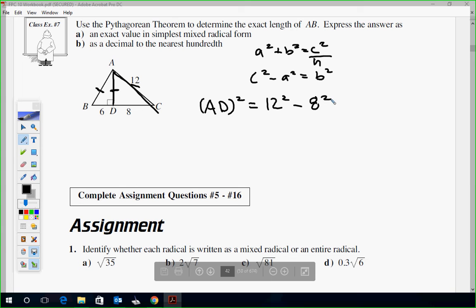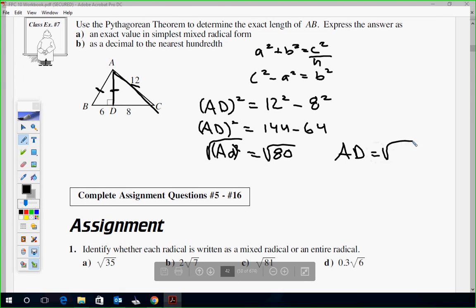So AD squared is 144 minus 64, which is 80. So AD is root 80. We'll just leave it like that. So now we have the two legs, right? We have 6 and root 80. And so we can figure out AB now. So it's going to be 6 squared plus root 80 squared equals AB squared, which is what we're trying to get.